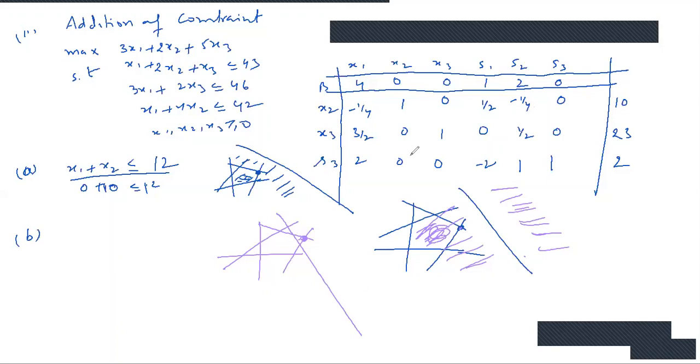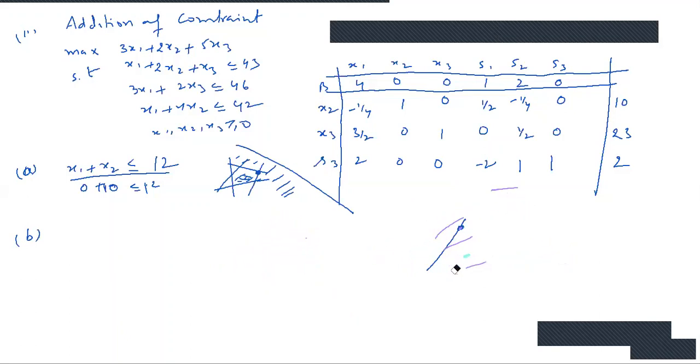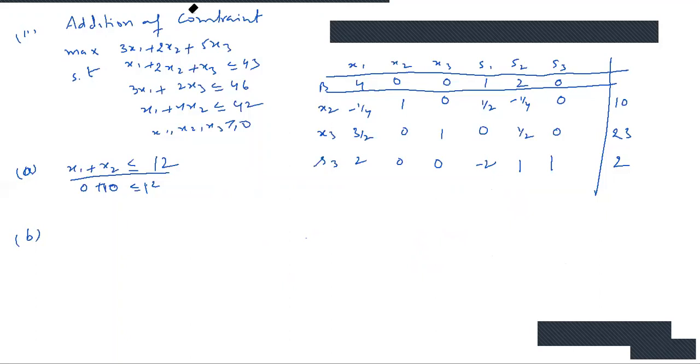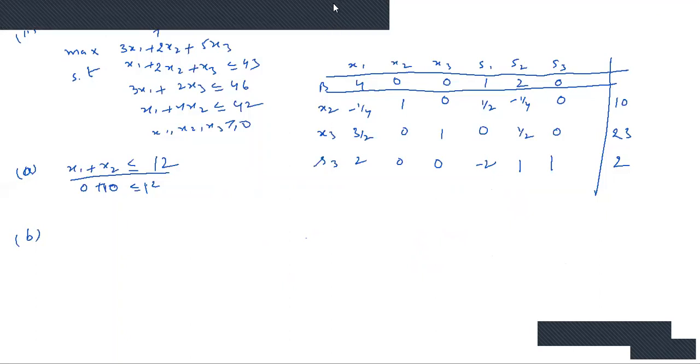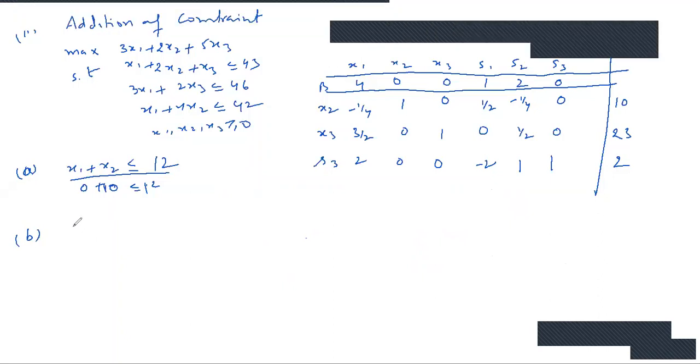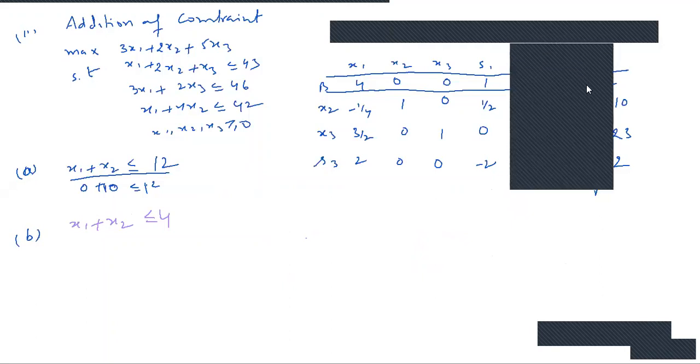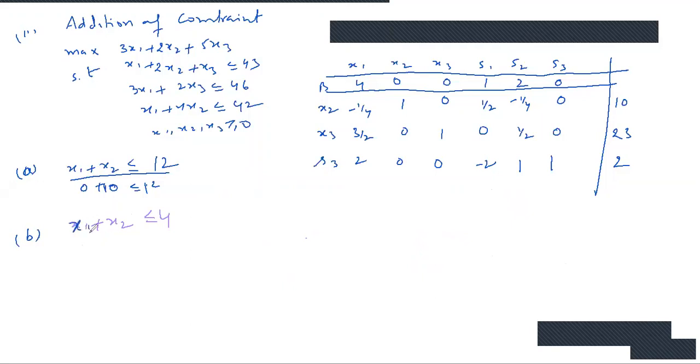Okay, so let us discuss these cases. So I need to remove these so that I can explain here. Now, if I add another constraint like x1 plus x2 less than or equal to 4, let me take a dark marker. x1 plus x2 less than or equal to 4. Now you see whether this constraint satisfies the optimal solution. Let us check this thing.